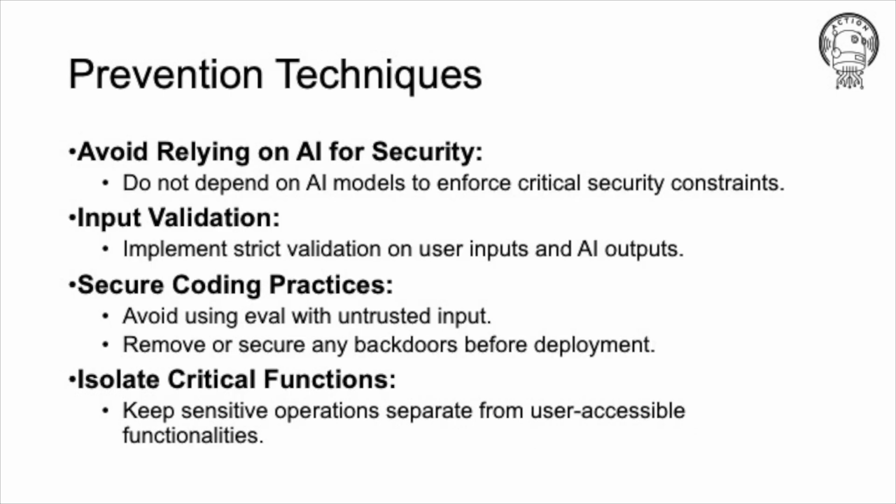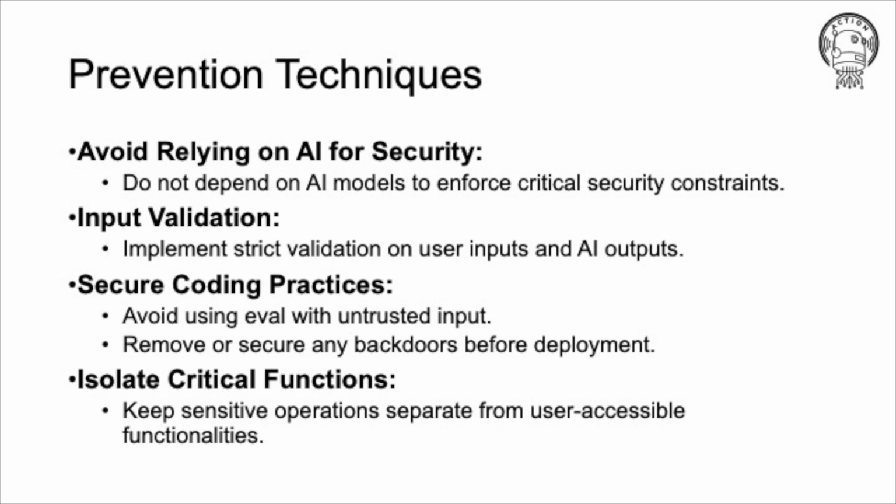Now let's discuss how to prevent such vulnerabilities. First, we should avoid relying on AI models to enforce security constraints. AI models can be manipulated through prompt injections, so it's important not to depend solely on them for critical security measures. Implementing input validation is crucial. We should strictly validate and sanitize both user inputs and AI outputs, ensuring that only expected and safe expressions are processed. In this case, we could enforce a whitelist of allowed operators or limit the types of expressions that can be evaluated.